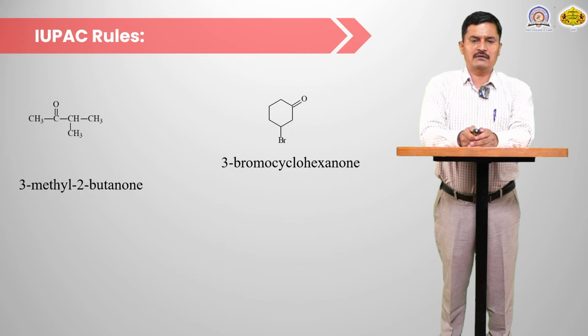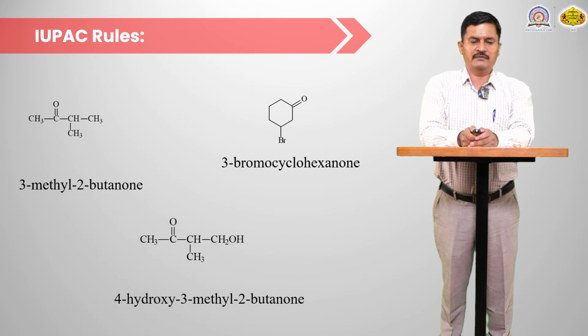Another example, the carbonyl carbon is present in a cyclic ring. So number the carbonyl carbon as 1. The position of bromine with respect to the carbonyl carbon is 3. That's why 3-bromocyclohexanone. Another example, in the straight chain there are 4 carbon atoms, means butane, so the last word becomes butanone. At carbon number 4 there is a hydroxy, so 4-hydroxy, and at the 3 position there is a methyl: 4-hydroxy-3-methyl-2-butanone.